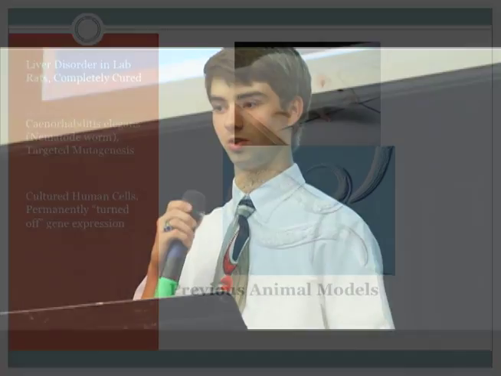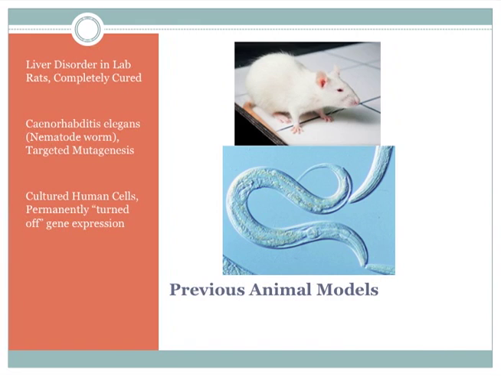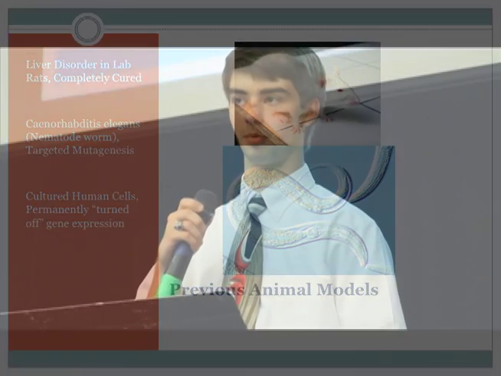Here are a couple of animal models. This CRISPR-Cas9 design was used to cure lab rats of liver disease. It was also used to go through targeted mutagenesis in nematode worms. And it also was used to permanently turn off gene expression in cultured human cells.